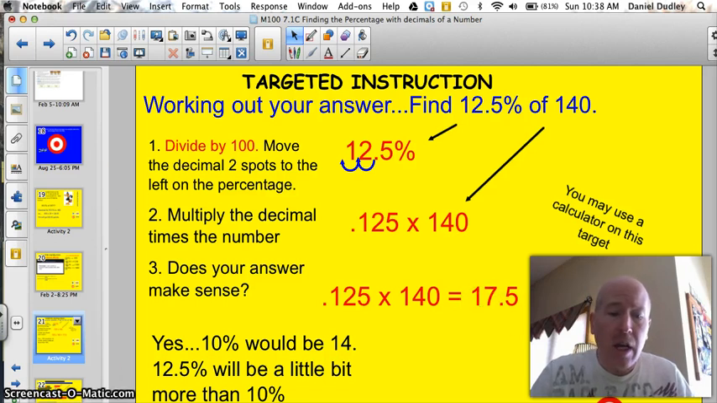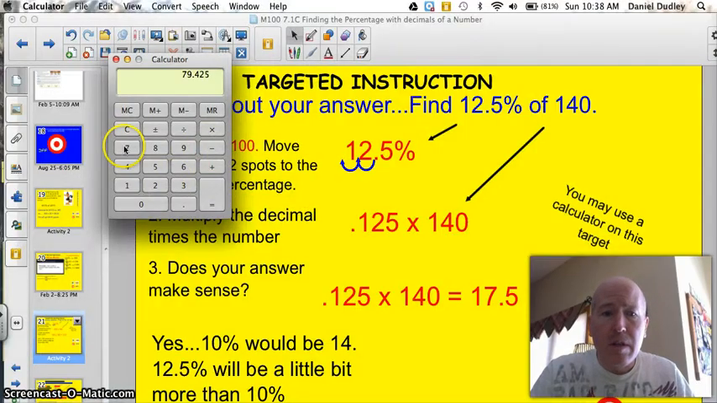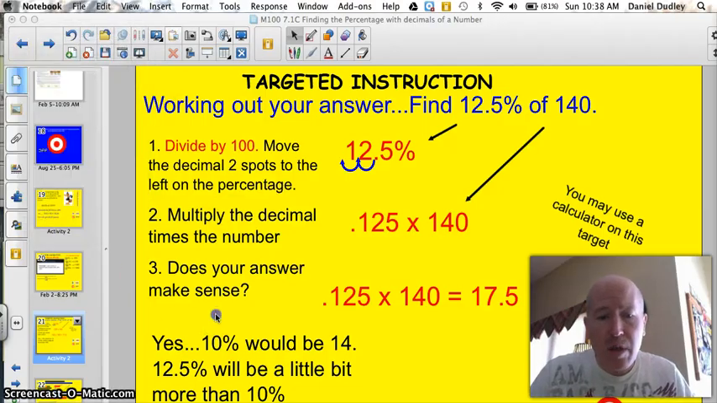Let's just get the calculator out here just to verify that. 0.125 times 140 equals 17.5. All right, and as always, I'm asking you, does our answer make sense?